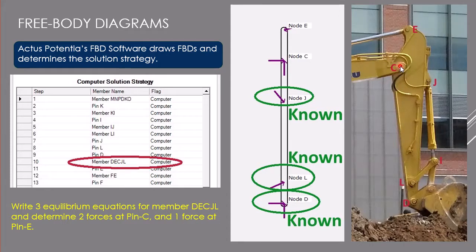One is at pin C and one is at pin E. At pin E, we do not have two forces because pin E is connected to a hydraulic cylinder, which is a two-force member. So the force at E is a single force along the hydraulic cylinder. So we can calculate 1, 2, 3 forces by writing three equations, which are the moment balance equation and two force balance equations. Okay, let's move on.